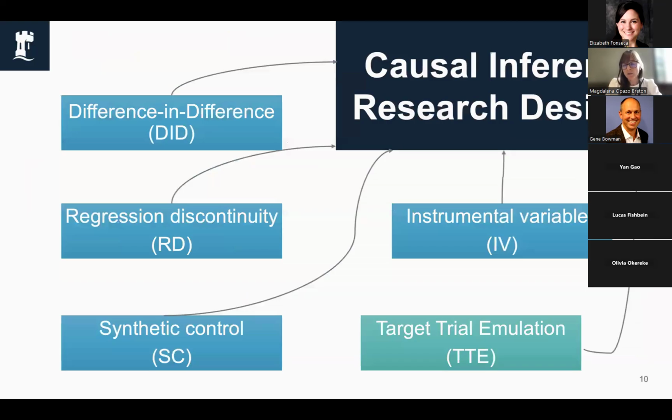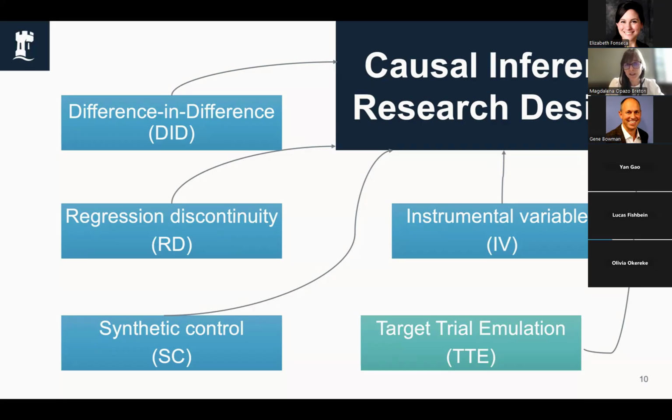And since I'm coming from economics mainly, the research designs I will be using, or I am considering using for each of this research, are related to the ones I have here. Some of them have also started to be used in epidemiology, and target trial emulation is from epidemiology, but most of them are from economics.